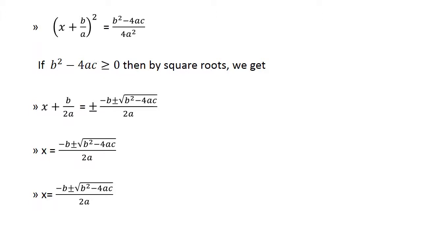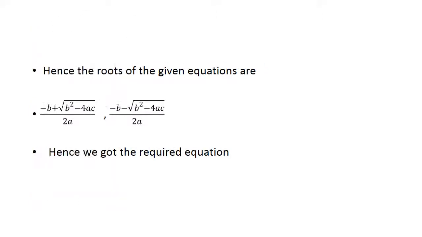Therefore, x is equal to minus b plus or minus root of b squared minus 4ac, the whole divided by 2a. Hence, the roots of the given equation are minus b plus the root of b squared minus 4ac divided by 2a, and minus b minus the square root of b squared minus 4ac, the whole divided by 2a. Hence, we got the required equation.